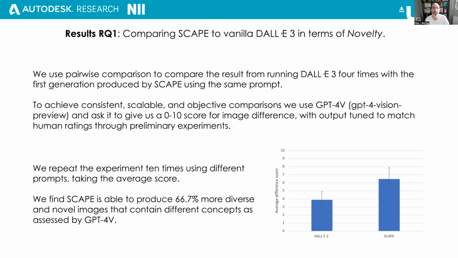Okay, first, let's look at comparing SCAPE to vanilla DALL-E 3 in terms of novelty. We use pairwise comparison to compare using an objective measure of difference, and the objective measure is actually GPT-4V. So it's giving us a score based on image difference. And you can see when we do that, SCAPE is actually about 66.7% more diverse with more novel images compared to vanilla DALL-E 3. And this is just the first generation of SCAPE. This isn't even when we've gone through. So clearly novelty is good.